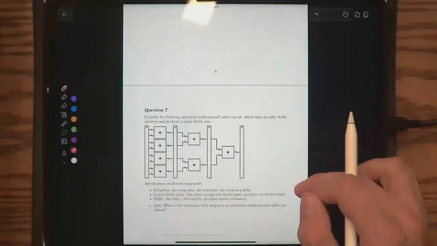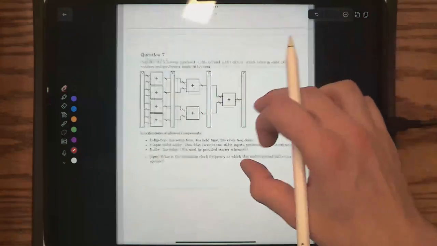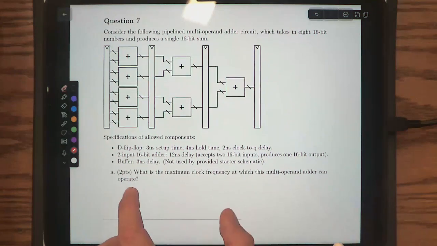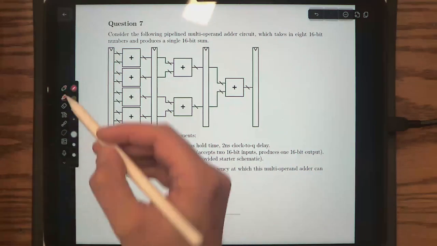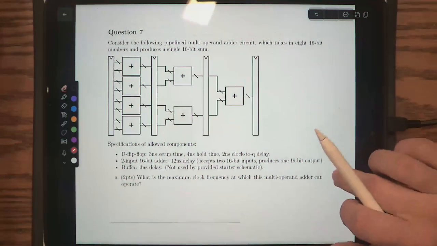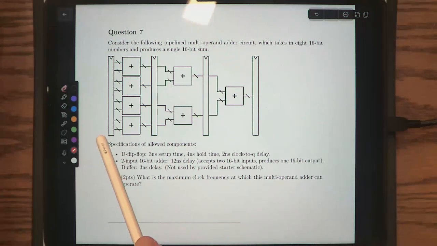Now, what was the other question? The last question that I wanted to go over right now was this one. For the most part, people did very well on this, but let's just walk through it again. This question is asking what is the maximum clock frequency at which this multi-operand adder can operate. So what things do we need to add up in order to figure out what the minimum clock period should be for this?